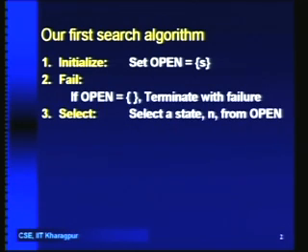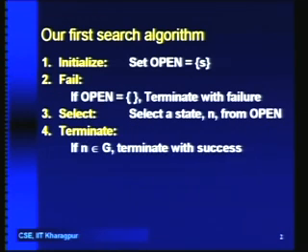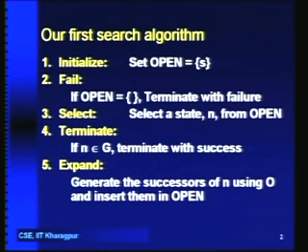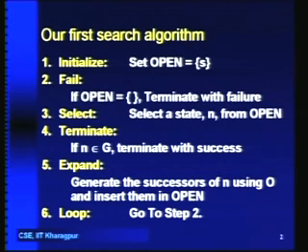Then select a state n from open. If n is a goal, then we terminate with success. Otherwise, we generate the successors of n using O and insert them in open, and finally go to step 2. So, what we are essentially doing is progressively maintaining a frontier of the nodes, and in each iteration we pick up a node from the frontier and expand it. That extends the frontier, and we continue in this way. Open maintains the current frontier.